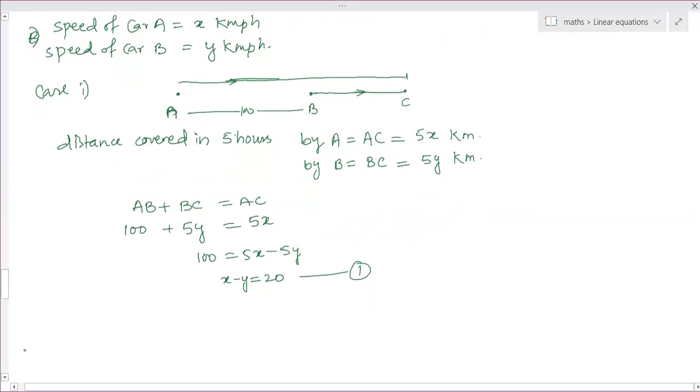Clear? Ma'am, I had a doubt. Why are we taking case 1 and case 2 again? Because in the first they have moved in the same direction, and in the second they are moving in the opposite direction. Okay. Case 2, the cars are moving towards each other.